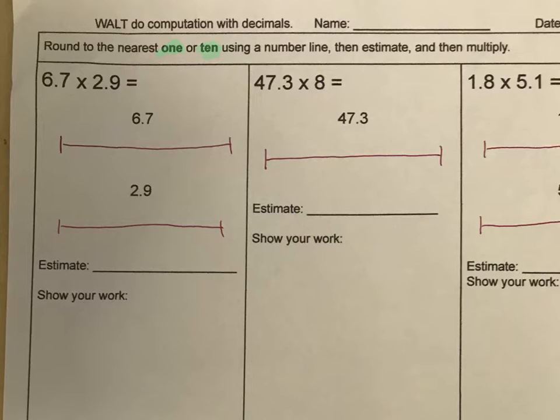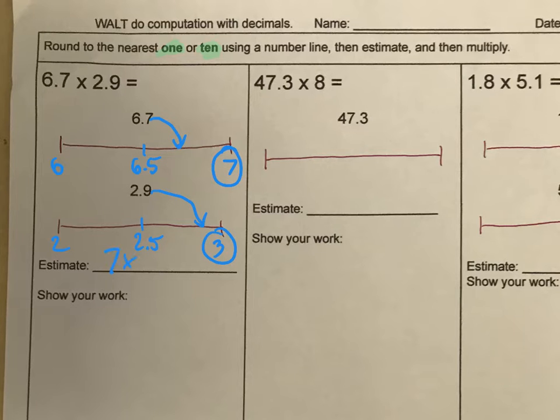So we have 6. Oh, first of all, before I read it, can you read this? This would be 6 7/10 times 2 9/10. So for our estimate, we're going to round to the nearest 1. So we'd have 6 here, 7 here, 6.5 is there. This would round up to 7. 2.9, we would have 2 and 3. 2.5 in the middle. That would round up to 3.